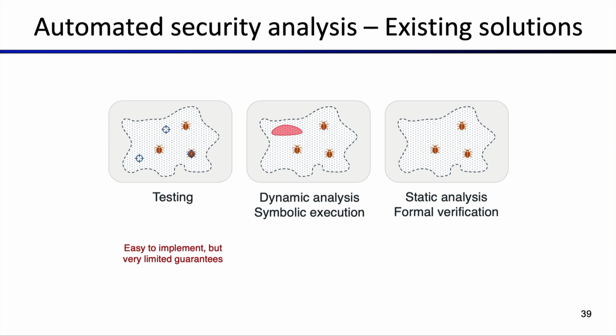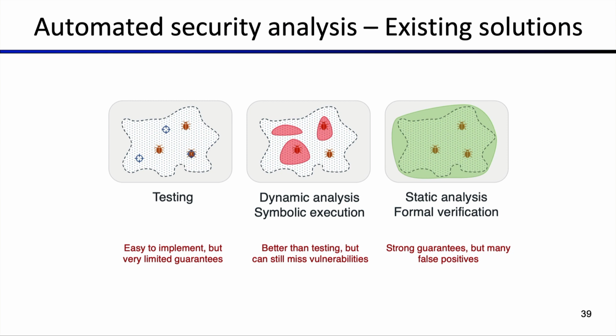Dynamic analysis might yield some better coverage of the contract, I would say. So it's certainly better than testing, but it can still miss vulnerabilities. And static analysis or formal verification might provide stronger guarantees, but it also suffers from many false positives. So it might actually be tricky to identify a bug in the reports that you find. And naturally, if your formal model is wrong, then you also have an issue here.